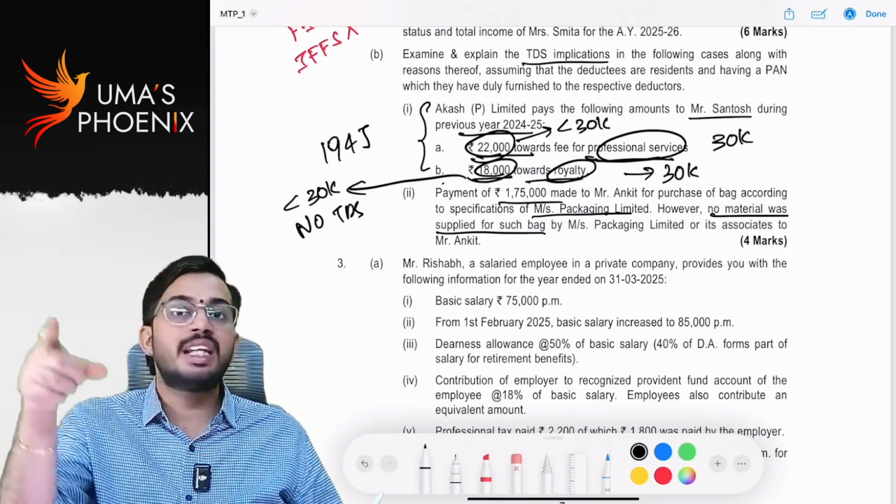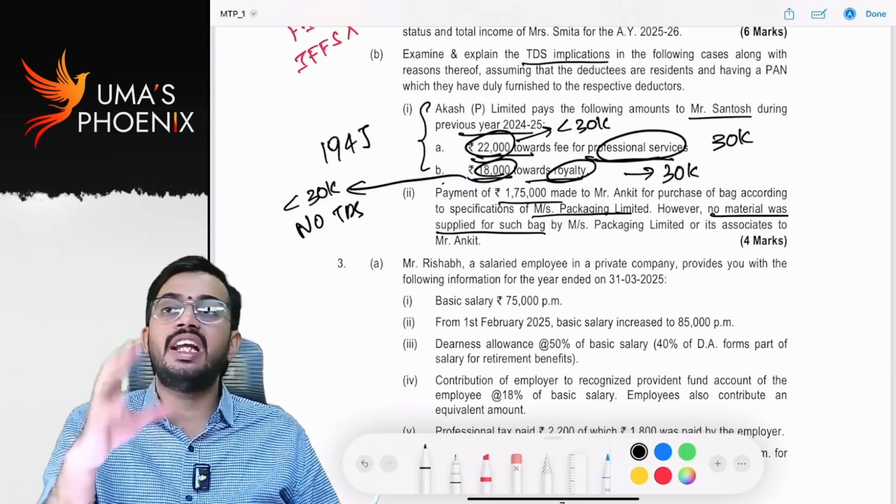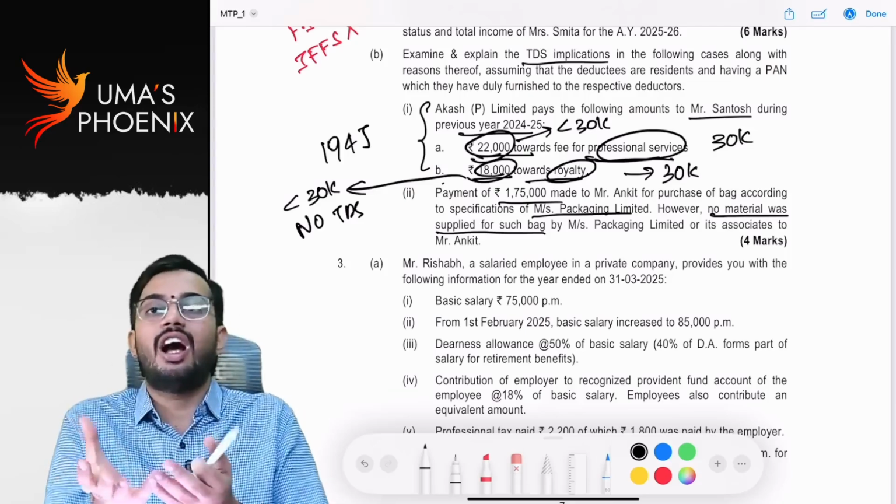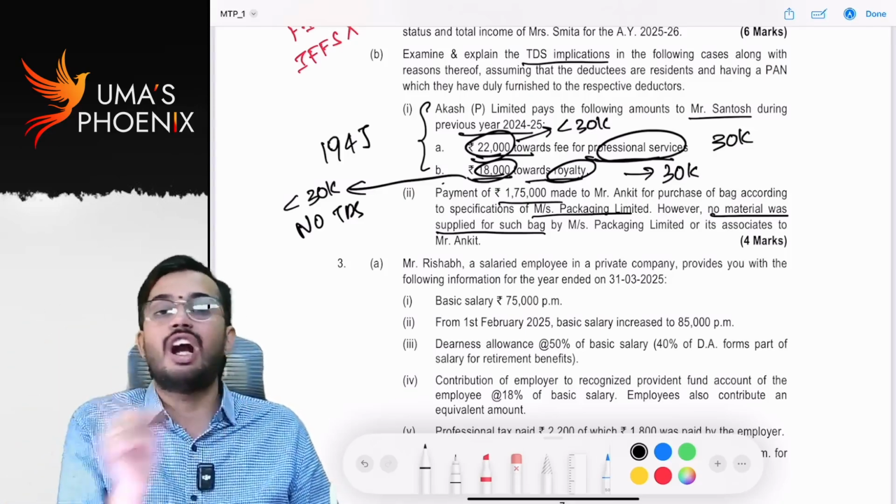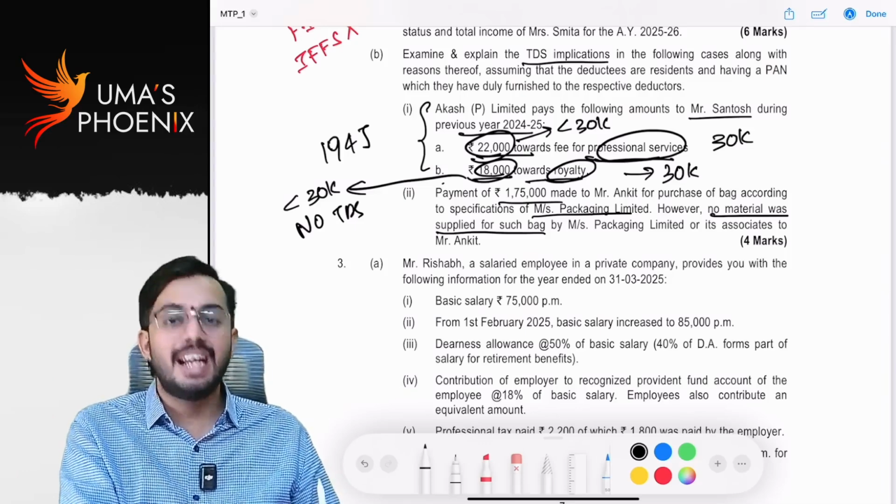Tailor purchased the cloth. He stitched the cloth in his own style. I liked that cloth. I purchased it. Now this is not works contract. It is a sale contract.